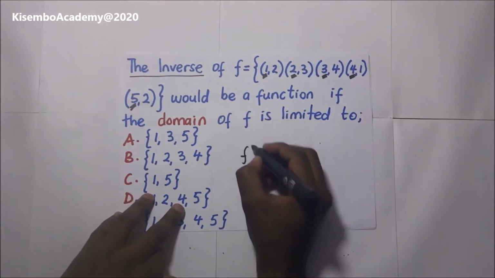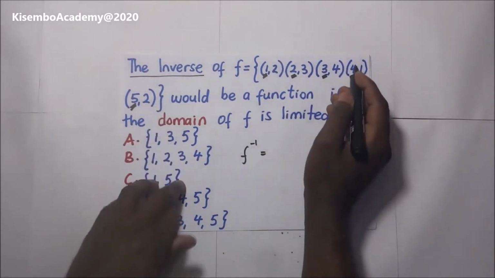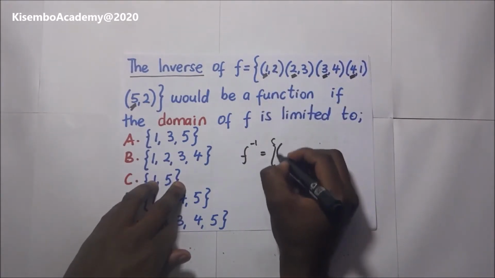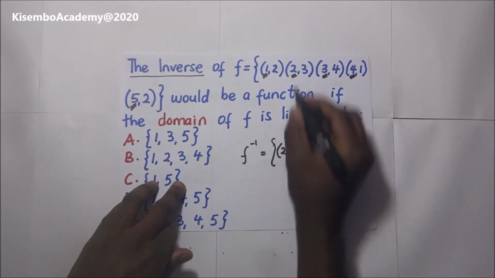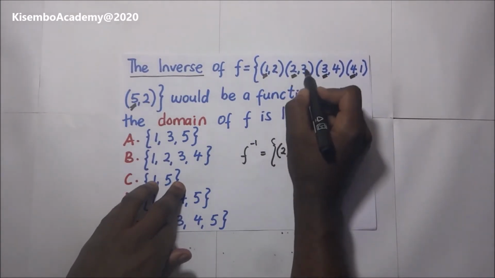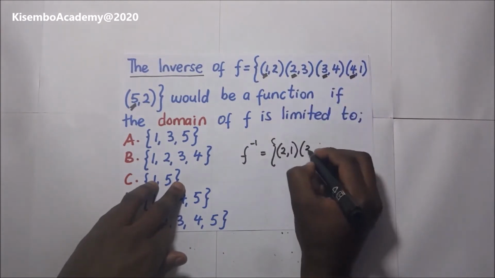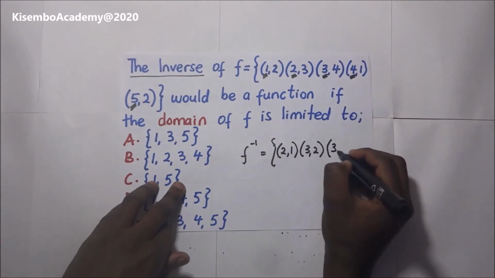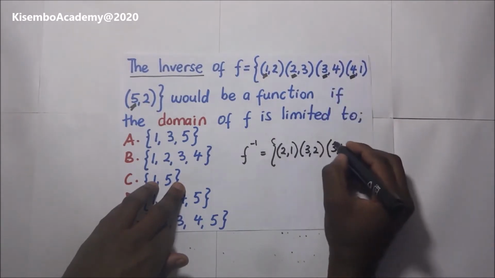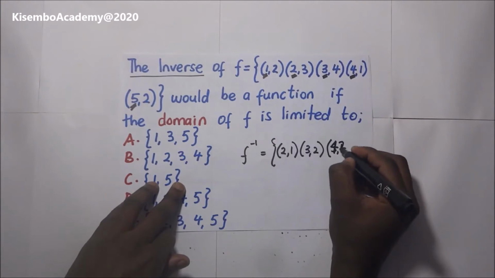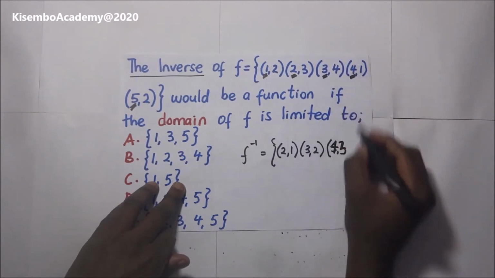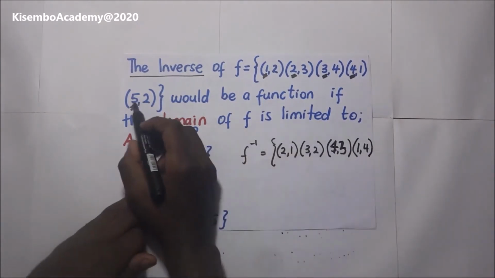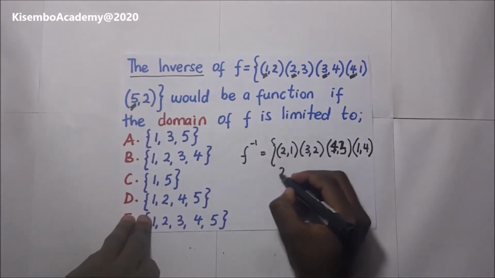Of course, the inverse of this is going to be given by: this is 1 2, the reverse is 2 1. Then here, this is 2 3, it means the inverse here is 3 2. Then this is 3 4, meaning the reverse is 4 3. Then here the reverse, or the inverse, is 1 4. Then this is 5 2, the reverse is 2 5.